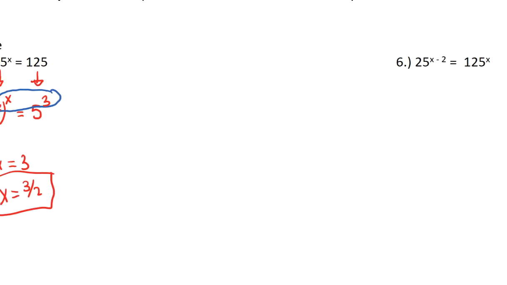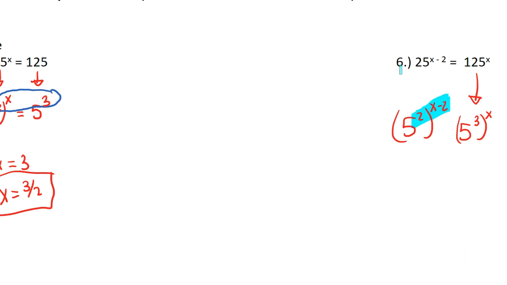Number 6 is very similar, but we'll notice that there's a binomial in the exponent. So I just want to show you how we'll work with that. And we have a variable on both sides. So what's going to happen here is, again, I'm going to change this to 5 to the third, but now this is raised to the x power. 25 becomes 5 squared, but now it's raised to x minus 2.